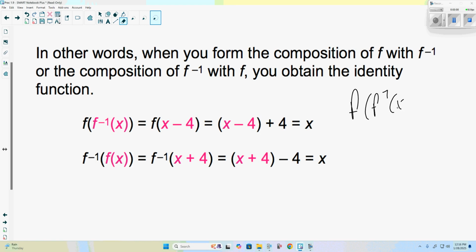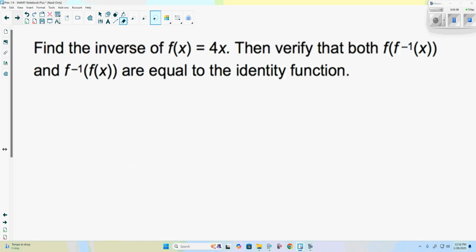Because f of f inverse of x will equal f inverse of f of x, which will all equal just x. Because if we take the composite of two functions and we get x, exactly x, nothing else, it can't be 2x or 3x, it has to be just x, it tells us that those two functions are indeed inverses. And this isn't anything new. We've done this before. We talked about this before in Algebra 2.